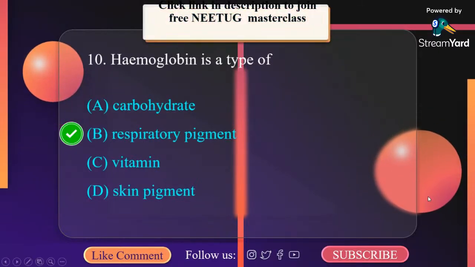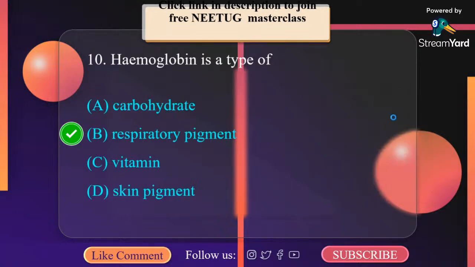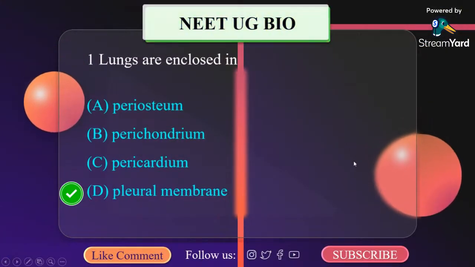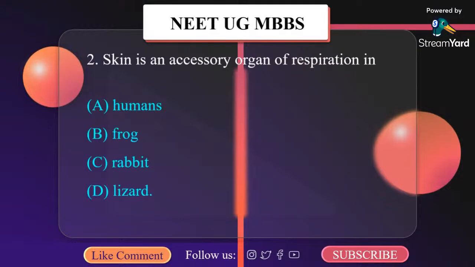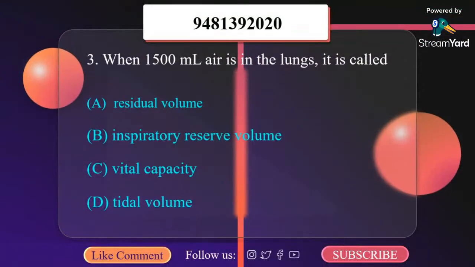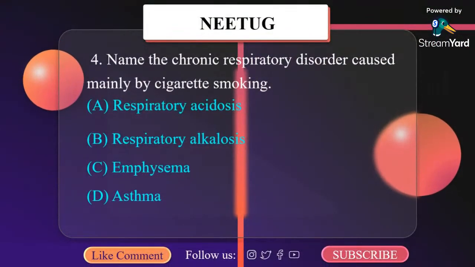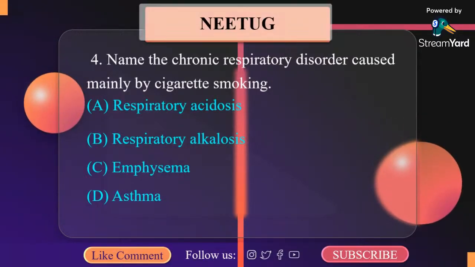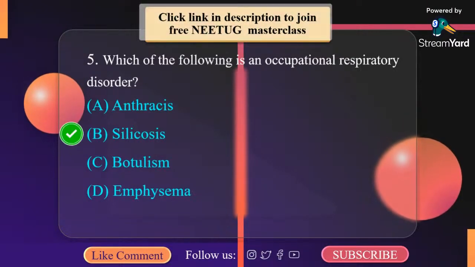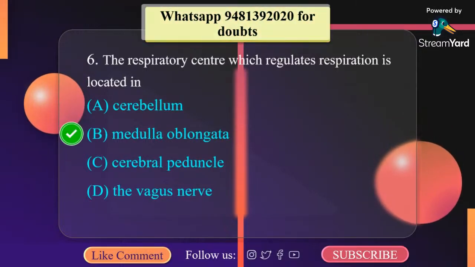So let's once again revise all the MCQs. Lungs are enclosed in the pleural membrane. Skin is an accessory organ of respiration in frog. When 1500 ml of air is in lungs, it is called residual volume. The chronic respiratory disorder caused mainly by cigarette smoking is C, emphysema. The occupational respiratory disorder is silicosis. The respiratory center which regulates respiration is located in the medulla oblongata.